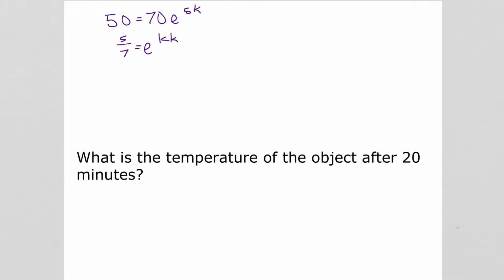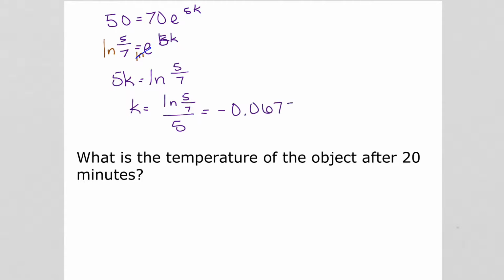We're going to take the natural log of both sides. And so 5k is equal to the natural log of 5/7. So k would be the natural log of 5/7 divided by 5, which is approximately negative 0.0673.